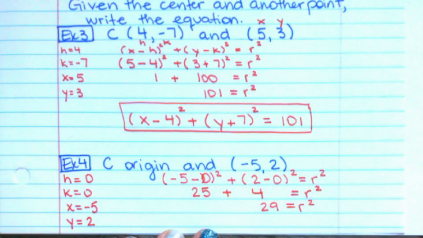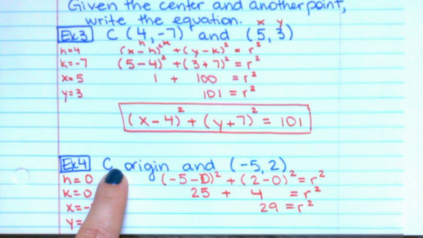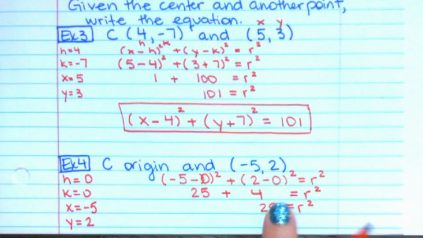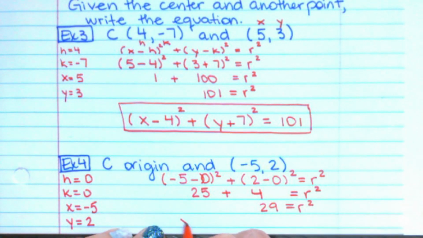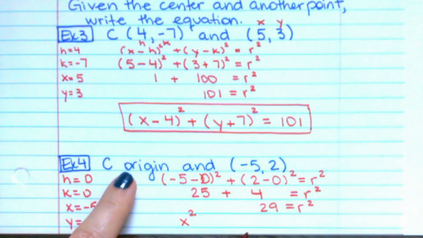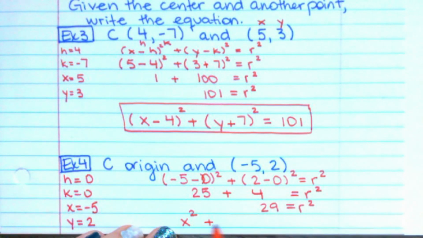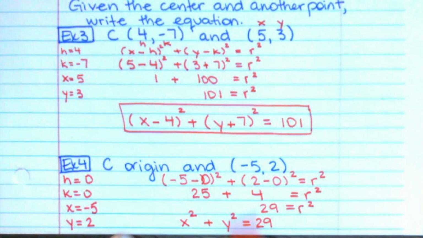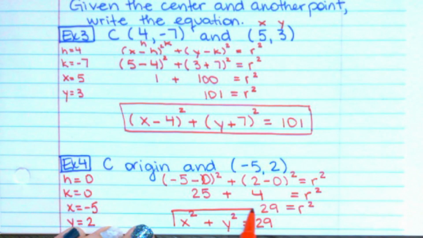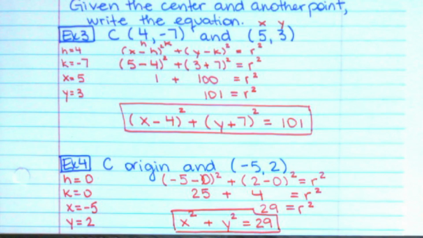R squared. Okay. Now I have the origin, which is 0, 0. I have the radius squared, which is 29. I'm not going to write x minus 0. That looks ugly. It has to be fully simplified so it's nice and neat and cleaned up. So x squared, because it's at the origin, plus y squared equals 29, because it's the radius squared. All done.